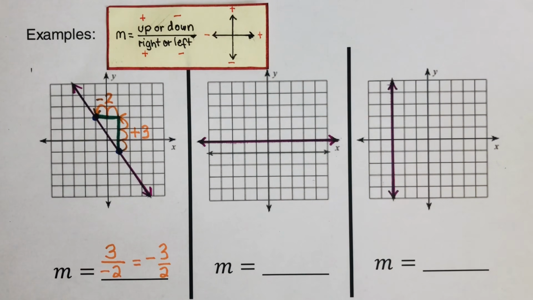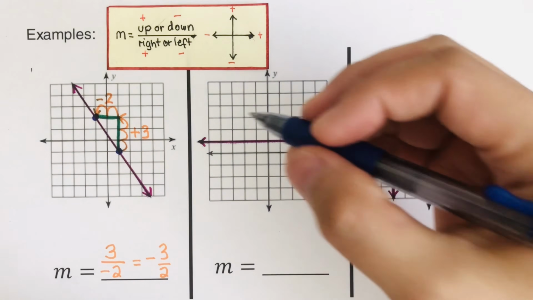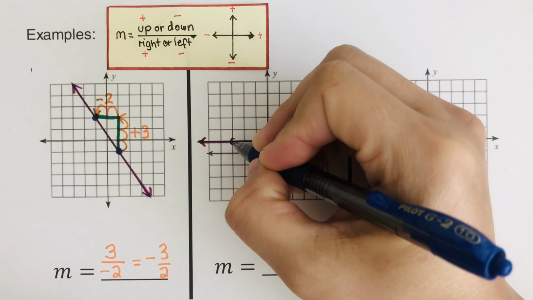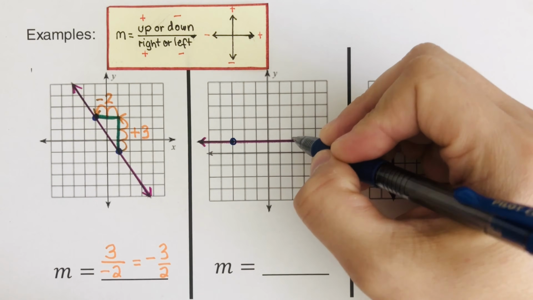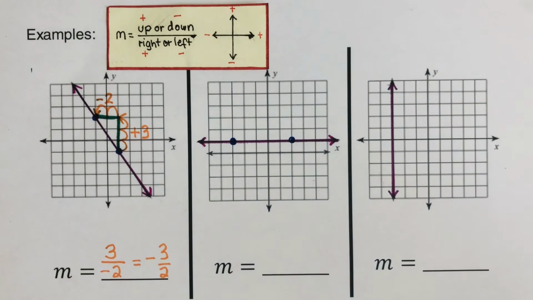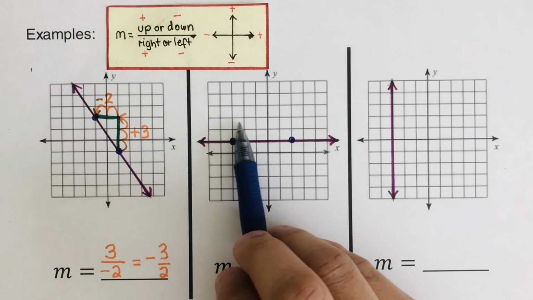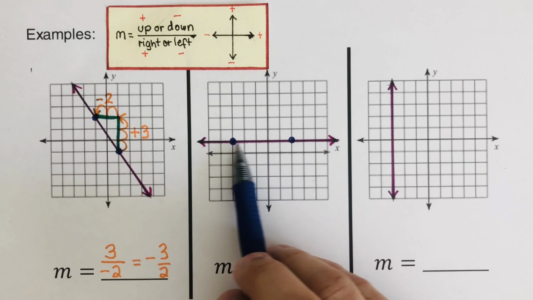Now let's move on to the next problem right here. Again, we have to pick 2 points so that we can determine the slope of this line. So I can pick this point right here, and then I can pick this point over here. Again, the formula for slope is up or down. So we determine how many times we go up from one point to the other point. In this problem right here, there's no way that we can go up since they are on the same level.